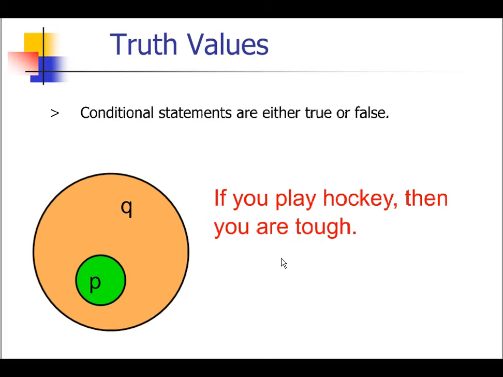And then the contrapositive: if you're not tough, then you don't play hockey. So if you're not tough, you're on the outside of the orange circle. You can't even get in there. If you're not tough, then you can't play hockey. You can't possibly get in the green circle if you're not even in the orange circle. So it is also true. The contrapositive is true. And using the Venn diagram helps with those types of truth values.